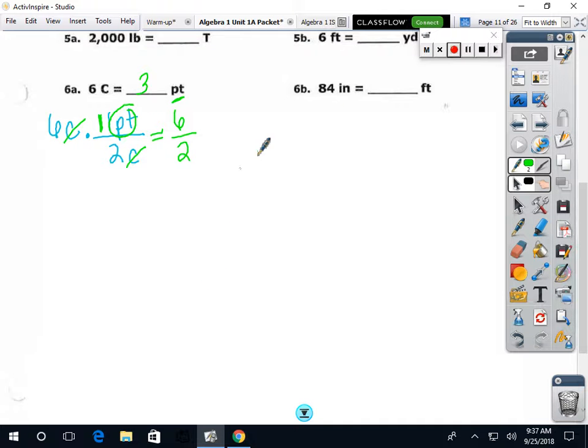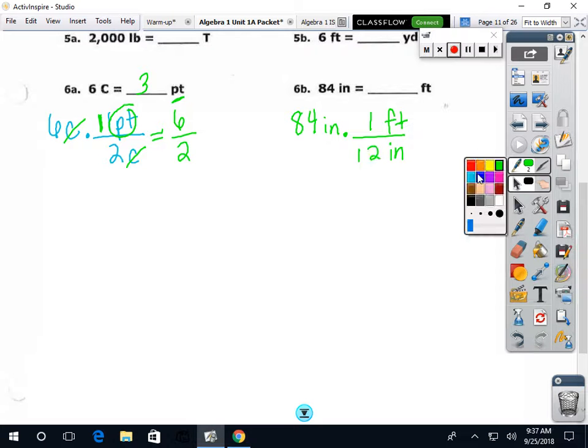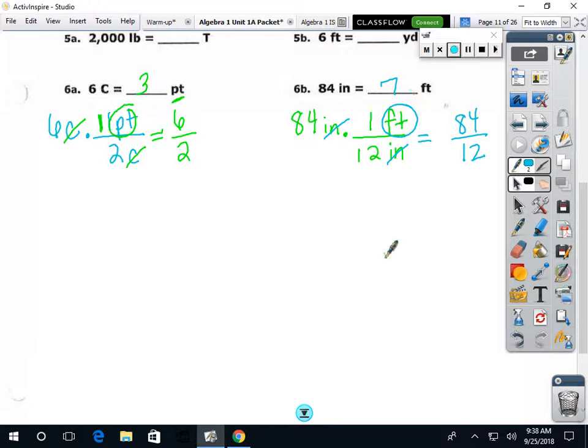All right, 6B, 84 inches. Means that I put inches on the bottom, and we're trying to get to feet. Can we go straight from inches to feet? Yes, because we know every foot has 12 inches. So I'm already done with the conversion chain. I've made it to feet, so I cancel out the other units. Y'all pay attention. I get 84 times 1 on top, 12 on bottom, which is 7. So 84 inches is the same thing as 7 feet.